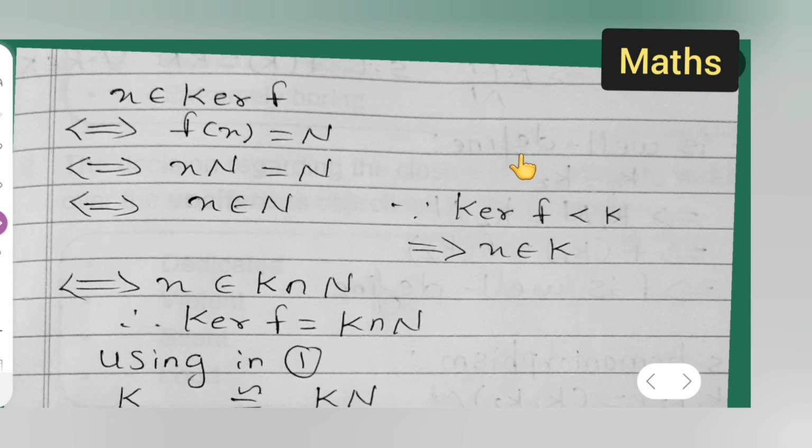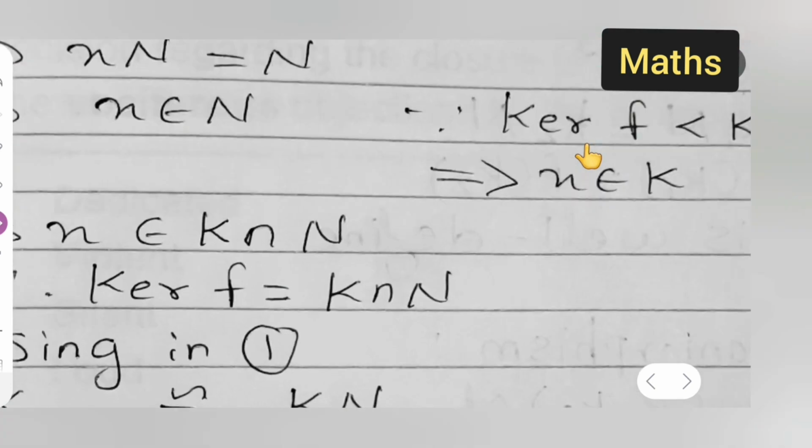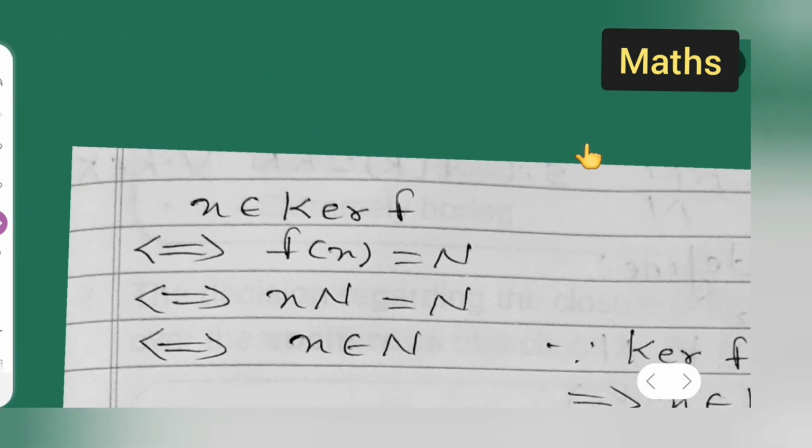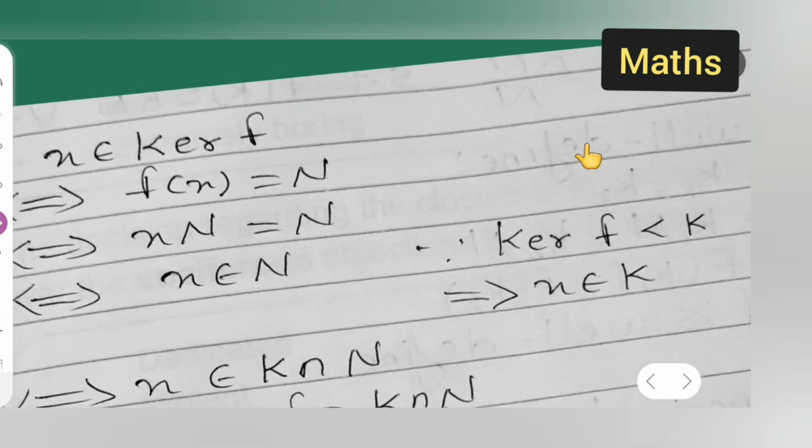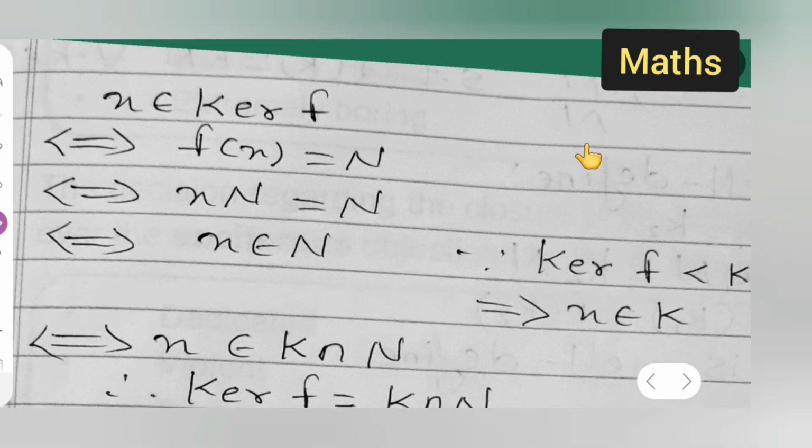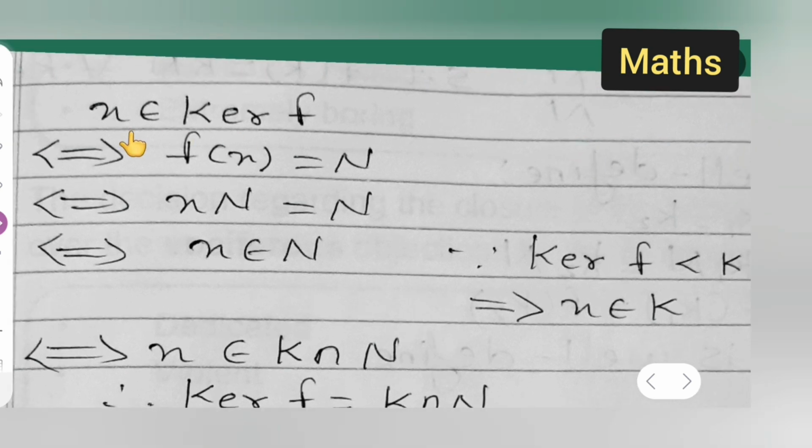So what we need to do is, we take the element over here first. Take the element x which belongs to kernel of f. Now this implies that f of x is equal to N. Now f of x is nothing but what? It is xN is equal to N. Now this implies that x belongs to N. f of x is given by xN.